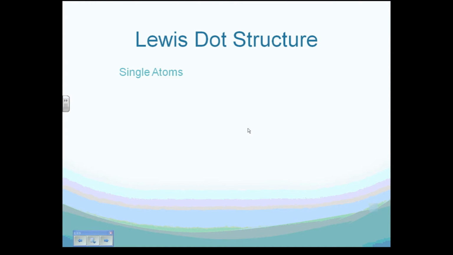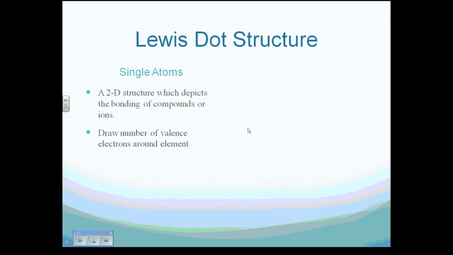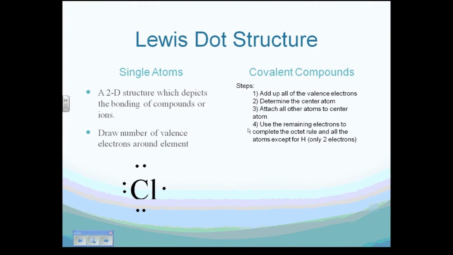Lewis dot structures are defined as two-dimensional structures of compounds or ions, which depict the bonding of compounds or ions. Lewis dot structures show the distribution of electrons around the atom or compound. They are drawn around the various chemical symbols for the atoms or compounds that are being depicted. They look roughly like this.